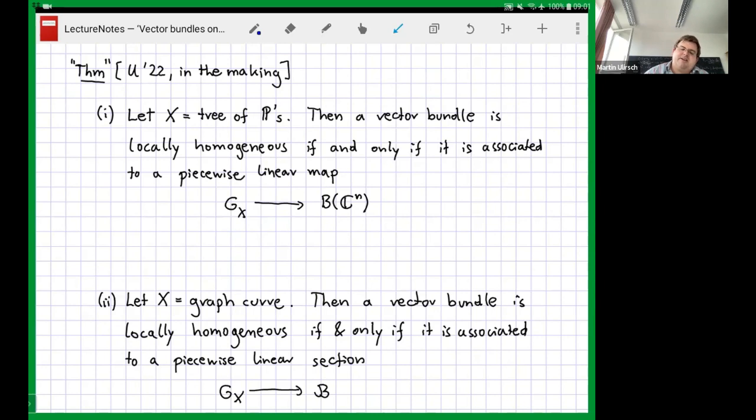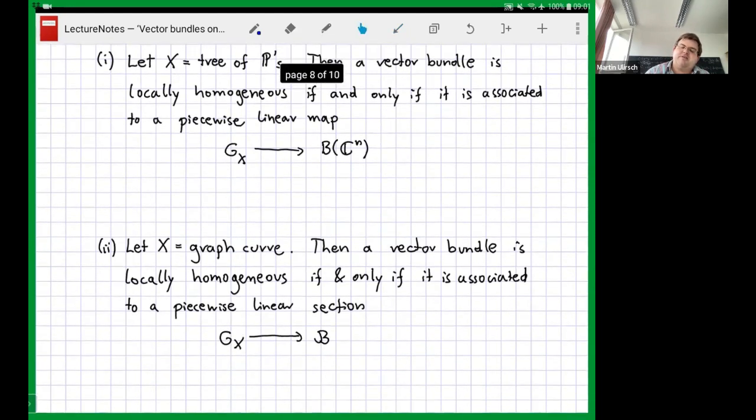But in general, you just need a piecewise linear map to the Tits building for this to work. And there is a generalization of this when X is not a tree, but something with monodromy. Then you can say it's locally homogeneous if and only if, you take B, a bundle of Tits buildings on the dual graph, and you need to take a piecewise linear section of this bundle.